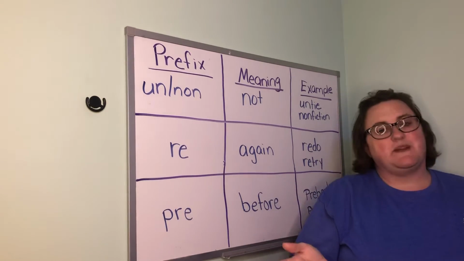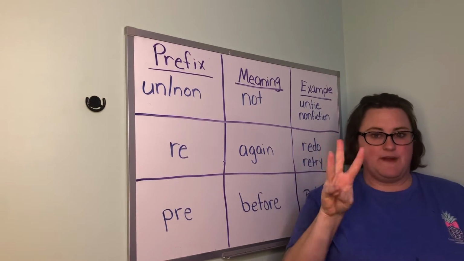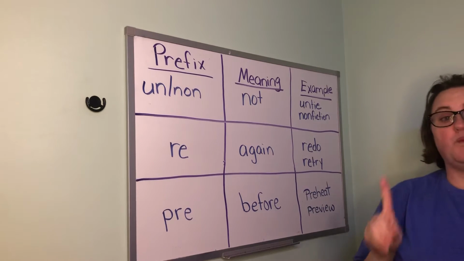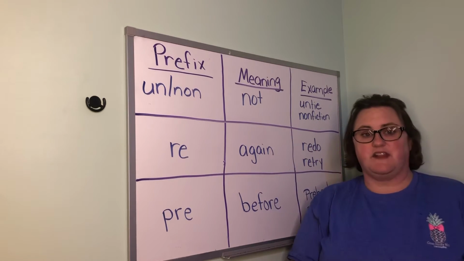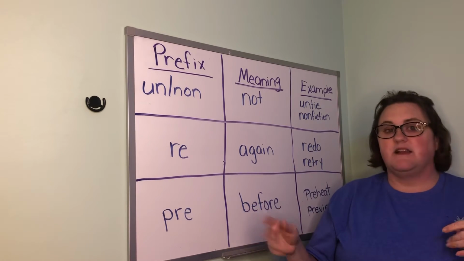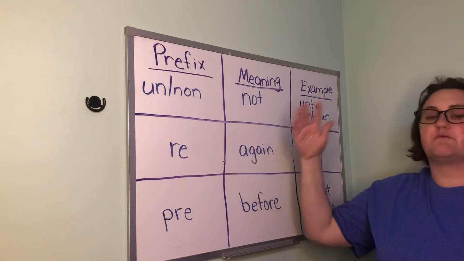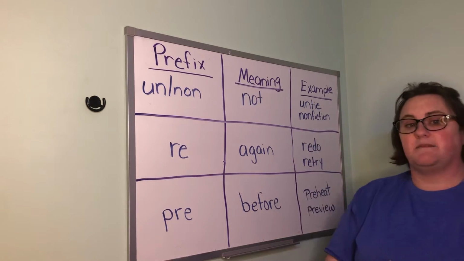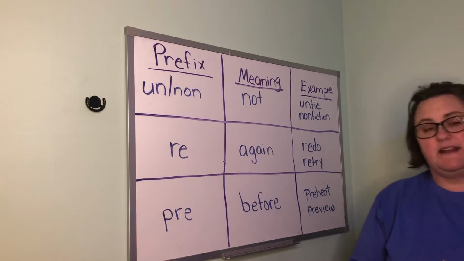Now, I'm going to explain your activity a little bit because there are three parts to this activity. Part one, at the very top of the activity, you need to match the prefix with its meaning. So it's going to ask you, what does re mean? You're going to draw a line to match the prefix with the meaning.